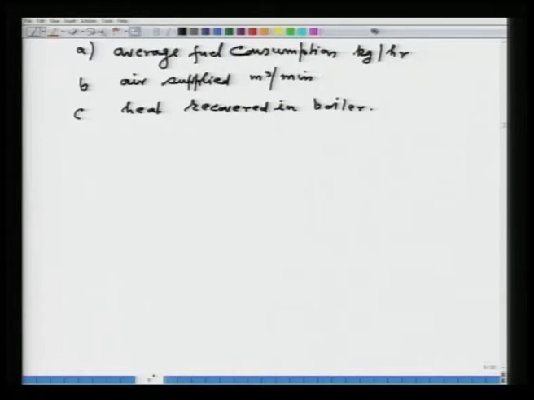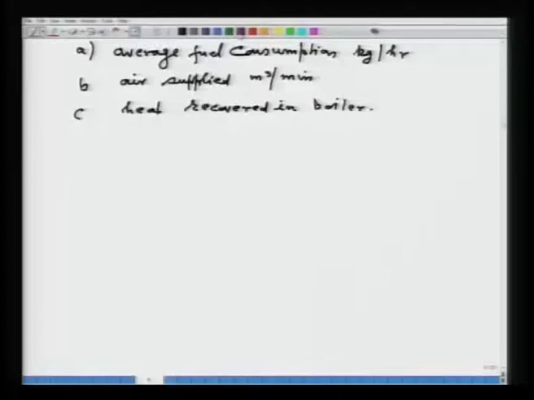Now, you are required to calculate average fuel consumption, air supplied, heat recovered in boiler. If you wish, you can also express that heat recovered in terms of calorific value or whichever way you feel like to do it. So, I will just give you the hint to solve this particular problem. I will omit few steps so that you can fill in the blanks and you can solve the problem. Now, first of all, I will just draw a line diagram.